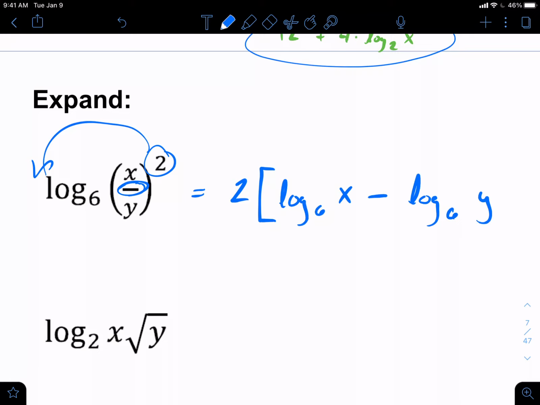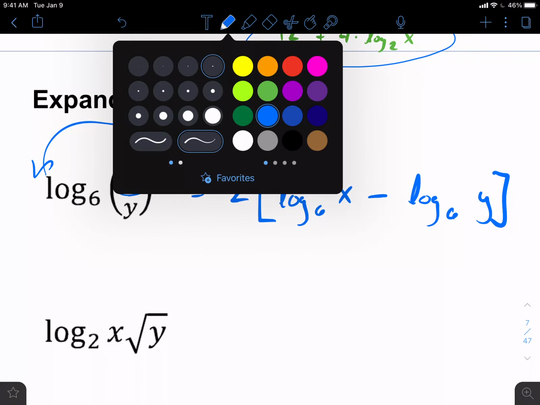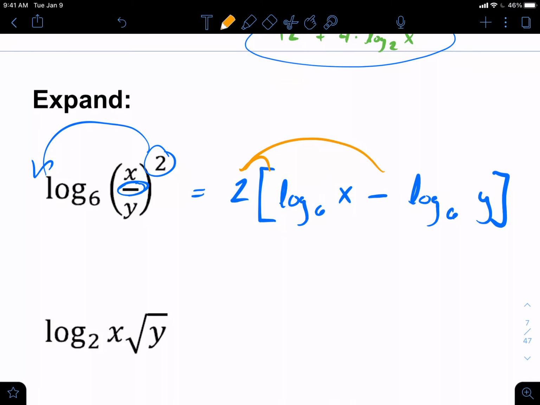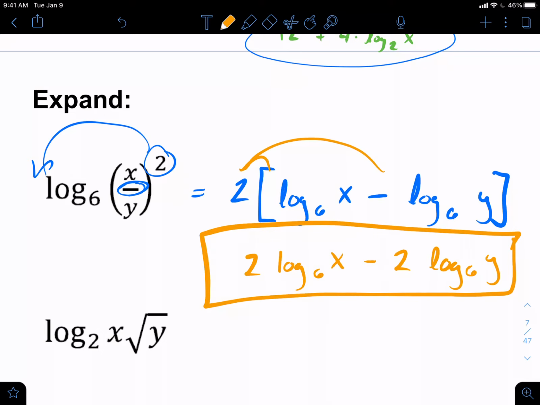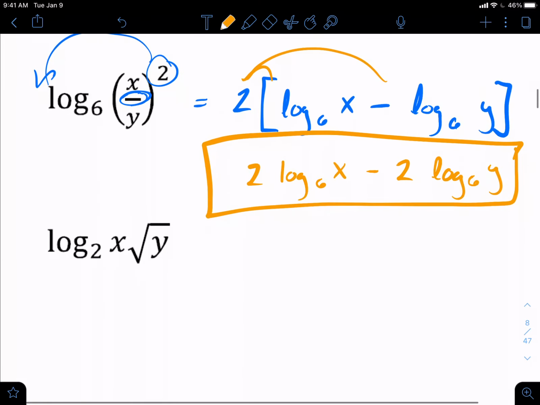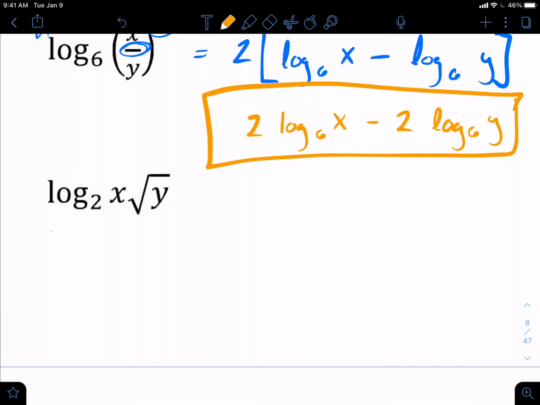which is y. Now the 2 does need to get distributed through, so it's going to sit in front of each of those, so this will be 2 log base 6 of x minus 2 log base 6 of y. And that will be our final answer. Looking at our next one, first thing I would tell you to do is rewrite it using an exponent instead of the square root there. So I could rewrite this as x y to the 1/2.